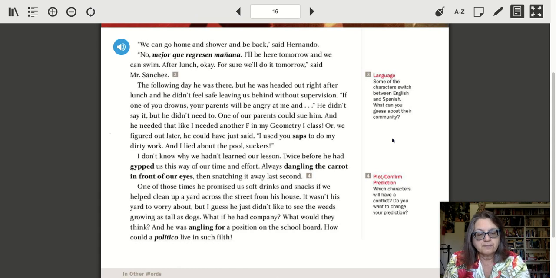So, number 4 is asking us to predict and confirm a prediction.